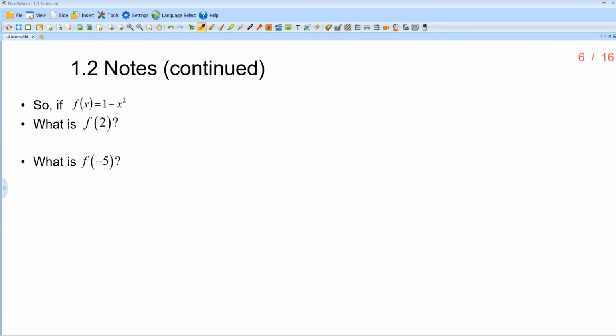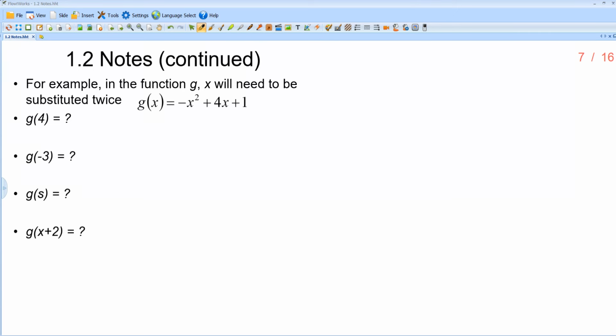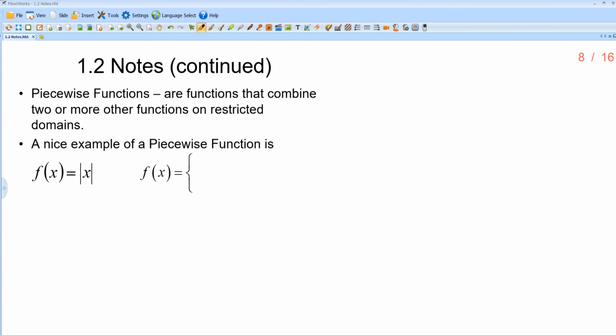All right, we're going to skip that next slide of examples. We're going to talk a little bit about piecewise functions. Piecewise functions are functions that combine two or more other functions on restricted domains. So a piecewise function is literally where you're cutting up one piece of a function and then gluing it to another thing.